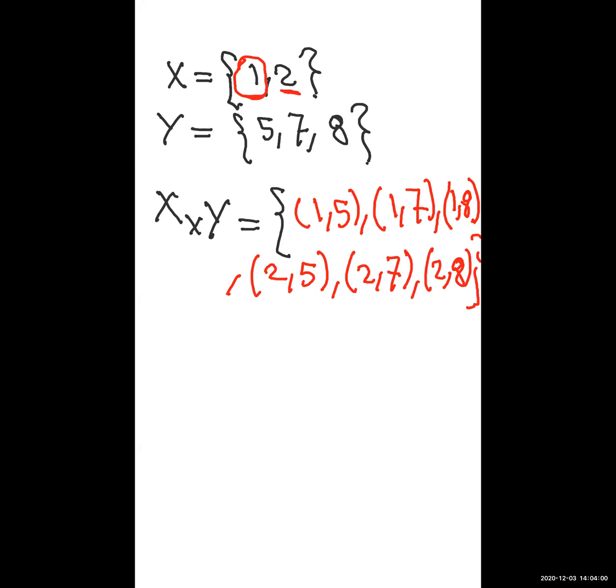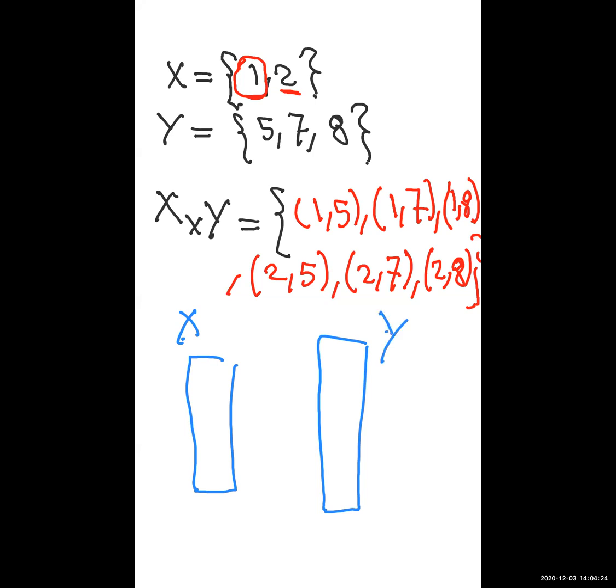If I want to represent this one using arrow diagram or graphical diagram or Cartesian diagram, for the representation using arrow diagram will be like this. This one will be x. This one will be y. X contains only two elements, 1 and 2. And y contains 3 elements, which is 5 and also 7 and 8.